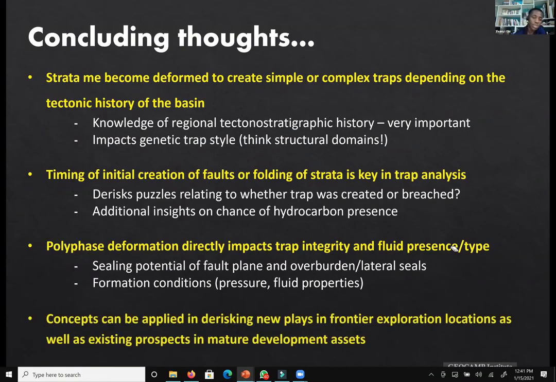So this is the last bullet point I have. We can apply these concepts in de-risking new plays in frontier exploration locations, as well as better understand existing prospects in mature development assets.